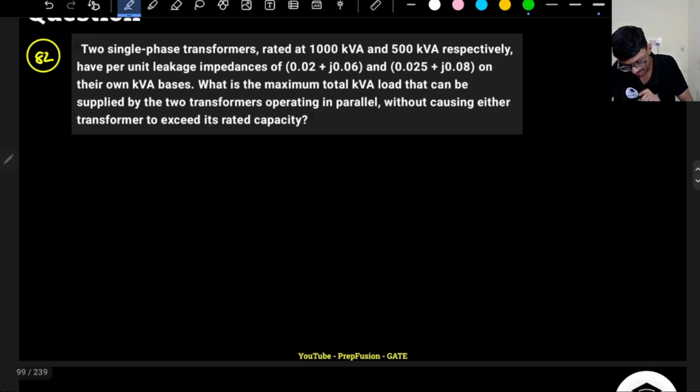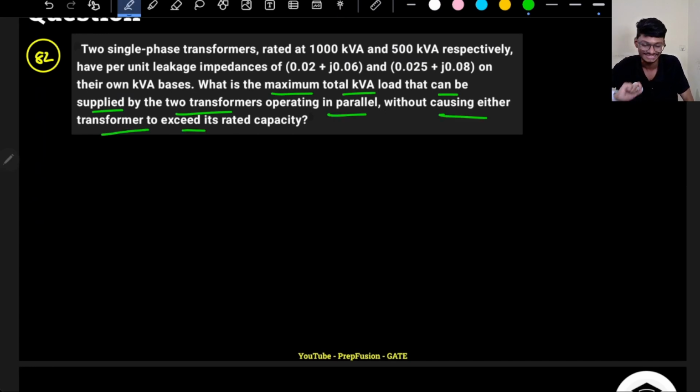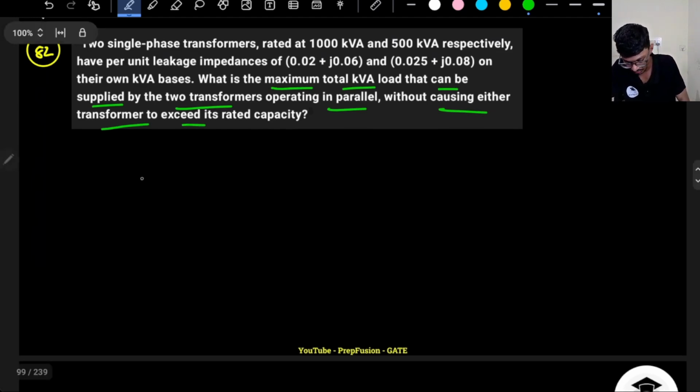So let us calculate. What are they asking? What is the maximum total kVA that can be supplied by two transformers operating in parallel without causing either transformer to exceed its rated capacity? For that, how will I know which transformer will reach the rated capacity first? For that, I will calculate the full load per unit drop. IFL1 in per unit will be 1 pu, basically full load, right? IFL2 will also be 1 pu.